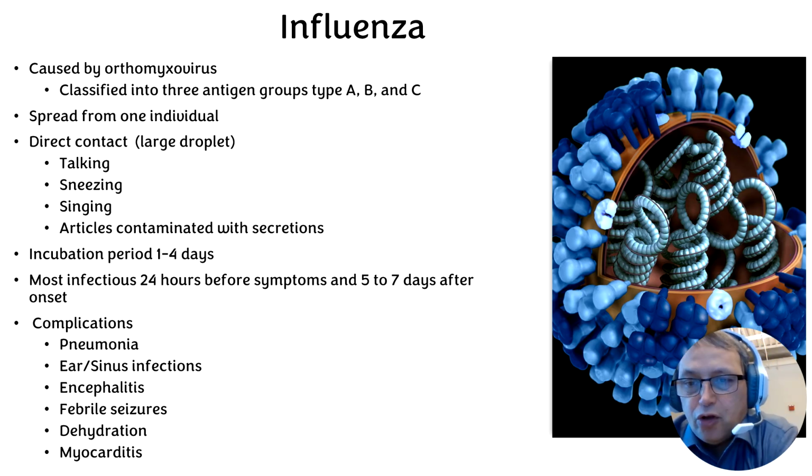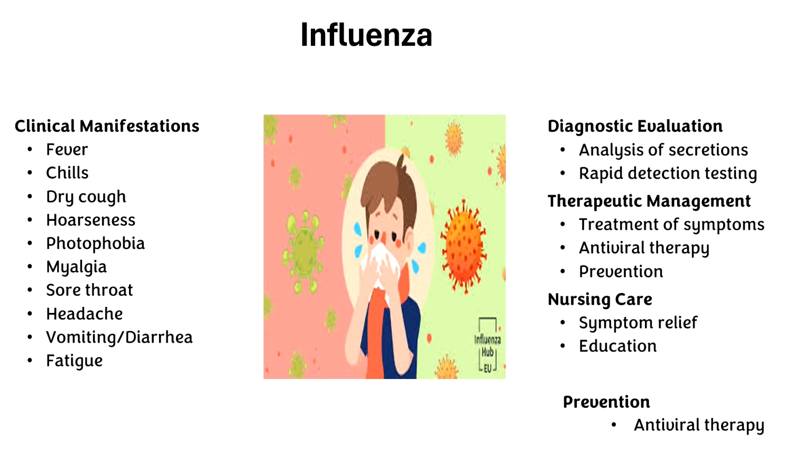Influenza is caused by the orthomyxovirus, spread by droplets and contaminated surfaces. It is most infectious before symptoms appear. Complications include pneumonia and myocarditis. Symptoms range from fever and cough through fatigue and GI upset. Management is largely supportive, with antivirals in some cases. Prevention through vaccines and hygiene is always essential.